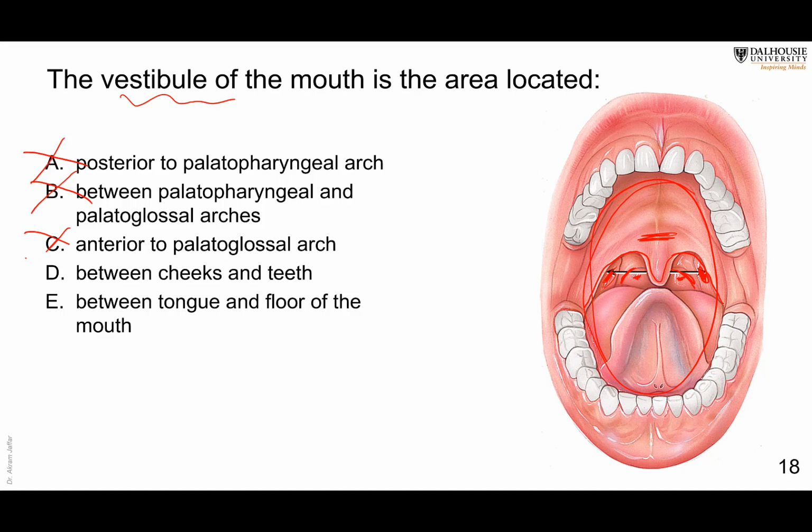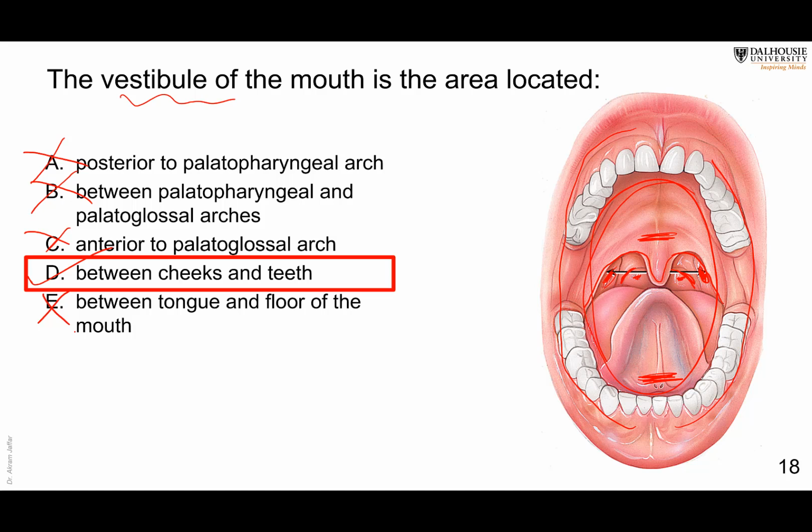The vestibule is the part of the mouth cavity which is located outside the teeth. So either between the teeth and the cheeks, or the teeth and the lips, this is what we call the vestibule of the mouth. It is not between the tongue and the floor of the mouth. Between the tongue and the floor, it is the mouth cavity proper. It is inside the teeth. So everything inside the teeth is the mouth cavity proper, but outside the teeth, it is the vestibule of the mouth.